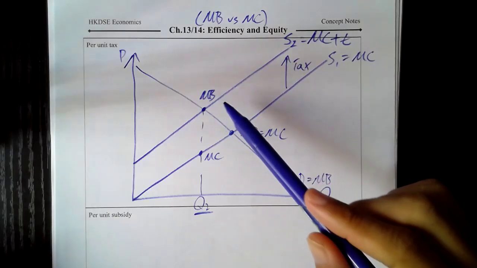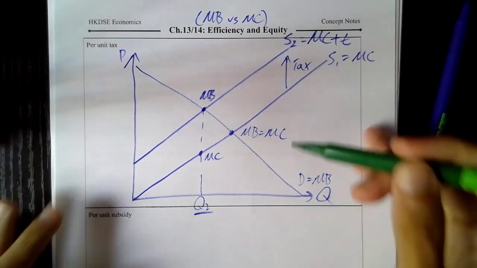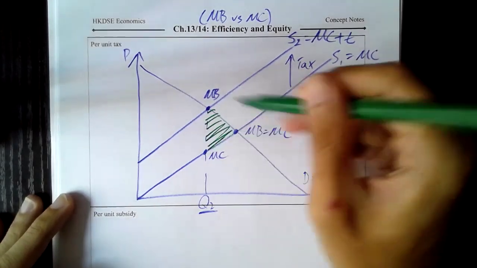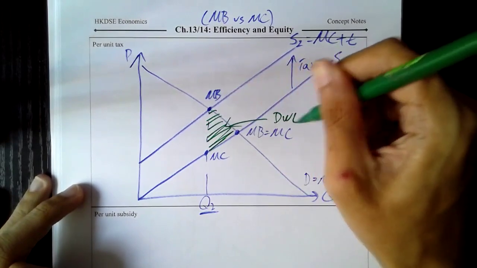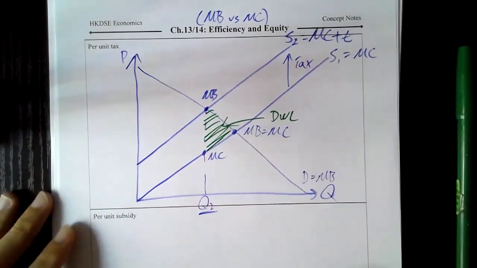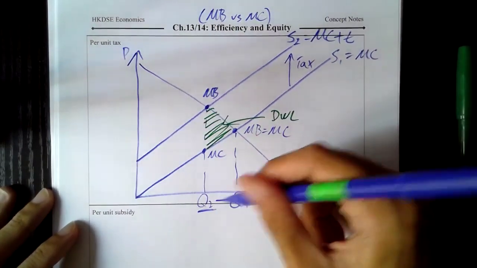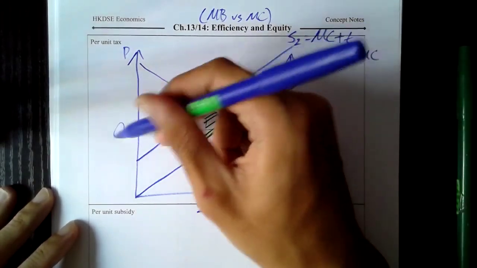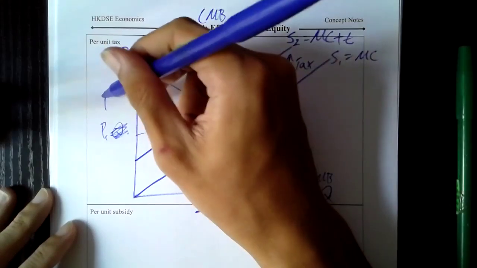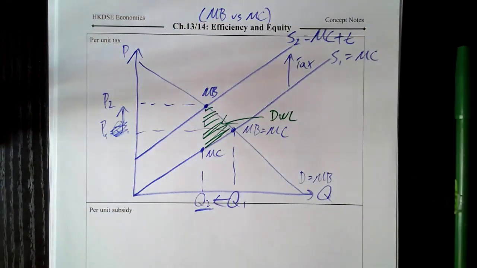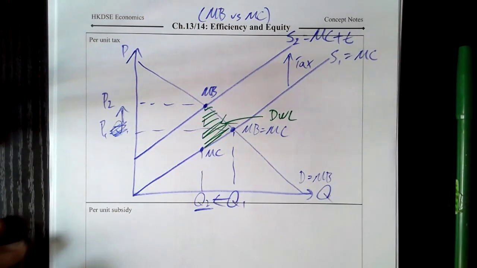Now, with all that said, I think you already can tell where would be the dead weight loss. Yes, exactly this guy. MB equals to MC. This guy will be our dead weight loss. Okay, now this is how our tax would lead to a dead weight loss. Then we finish the diagram with all our labels here. We have our Q1, P1, I'm so sorry. We have P1, and then we have our P2. Goes to here. Okay, so this is the easier way to explain what's going on with per unit tax.